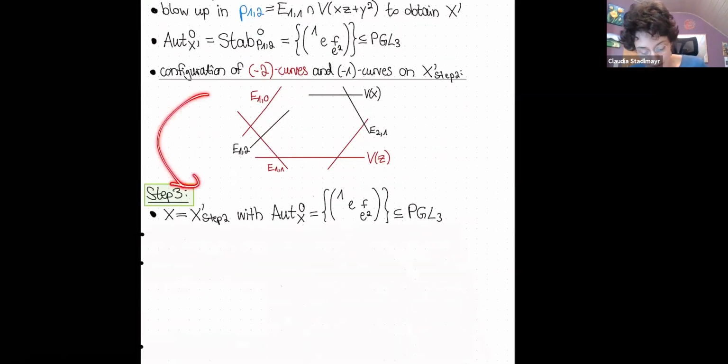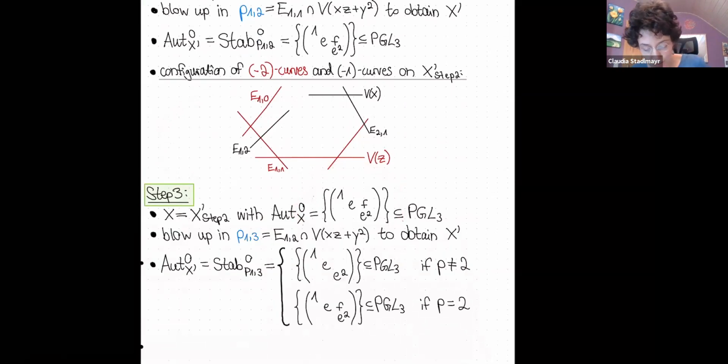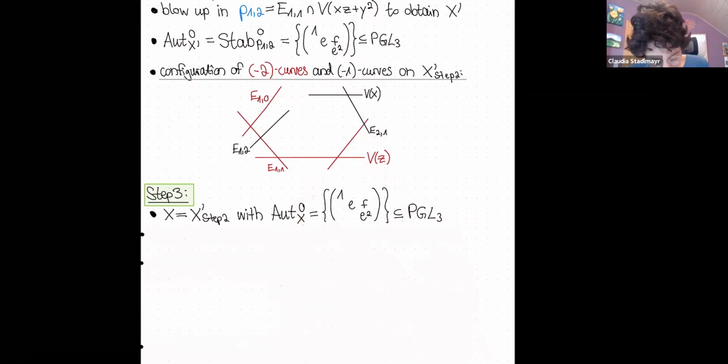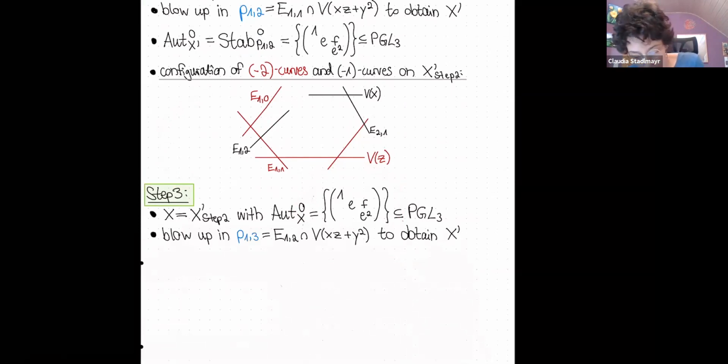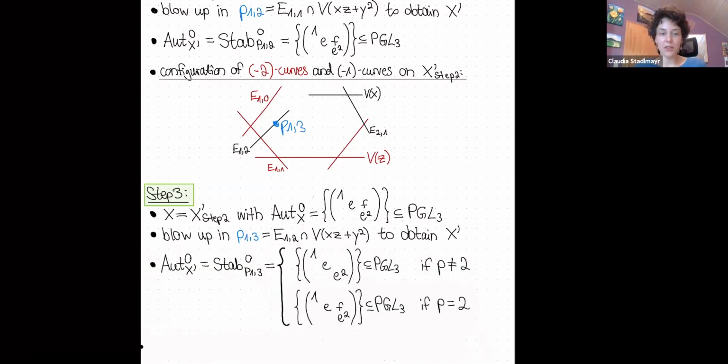Start with this del Pezzo surface. We know its automorphisms already. We blow up one point, say P13, on the latest exceptional divisor, which is the point of intersection with the strict transform of the same conic we used before. So this point would be located somewhere here. And then we compute again its connected automorphism scheme.